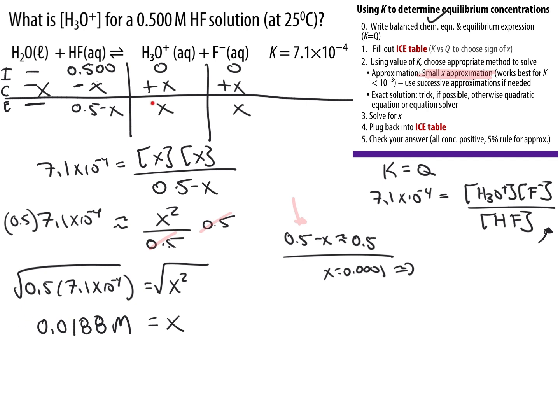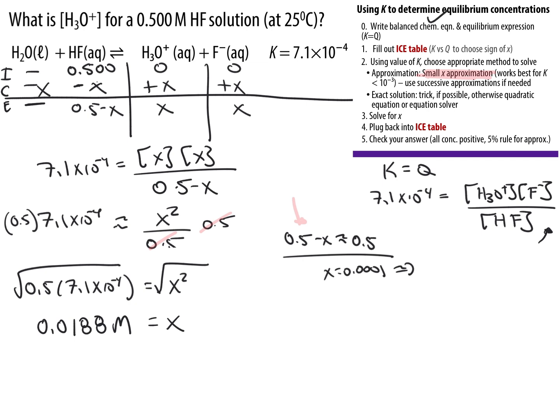In this case, though, I know x has to be positive because I started with 0 of the product, so I don't really have to worry about the negative solution there. So even though this isn't 100% right from a math perspective, yeah, we are going to have just the positive value of x as the correct one here. Now I need to go back in and plug back into the ICE table and check my answer. So in this case, for approximations here, I'm going to need to make sure that that approximation was valid.